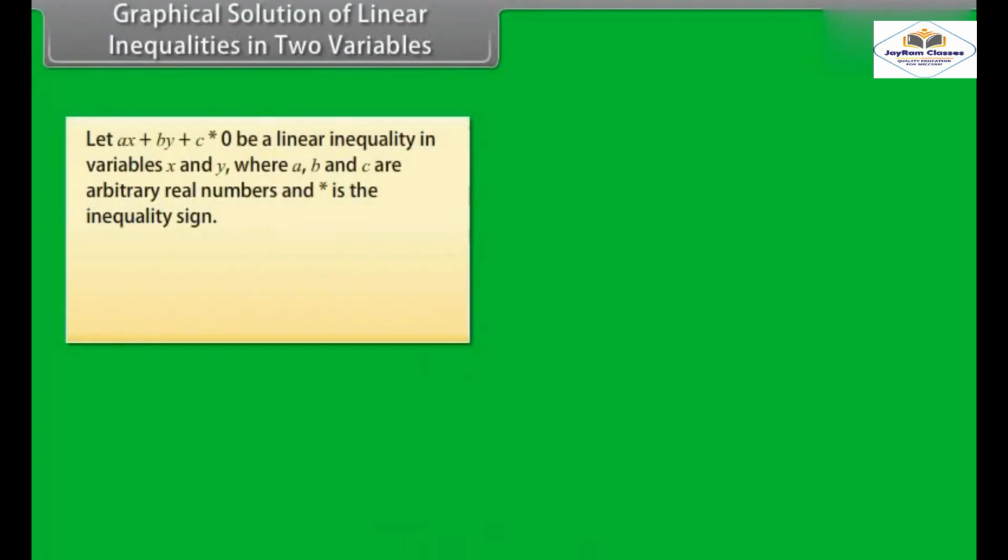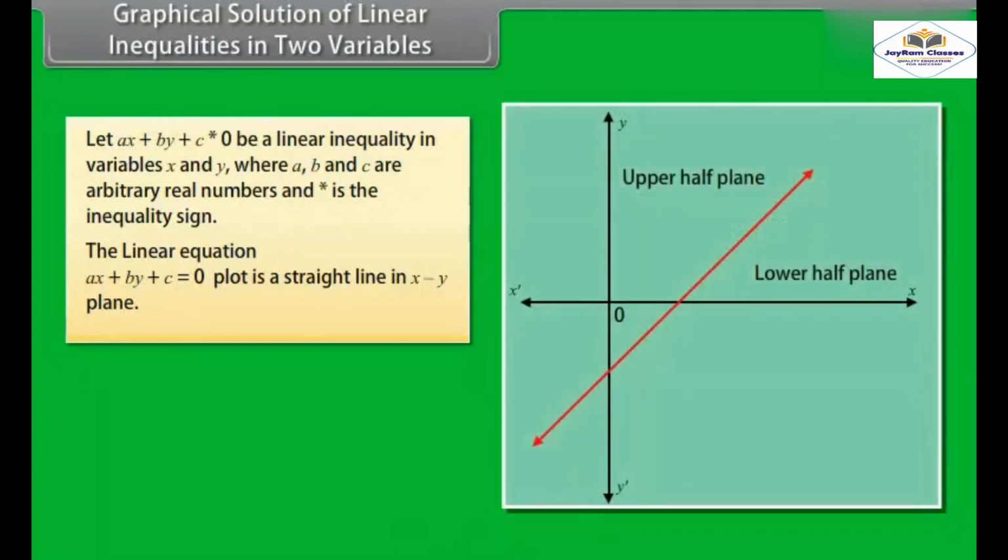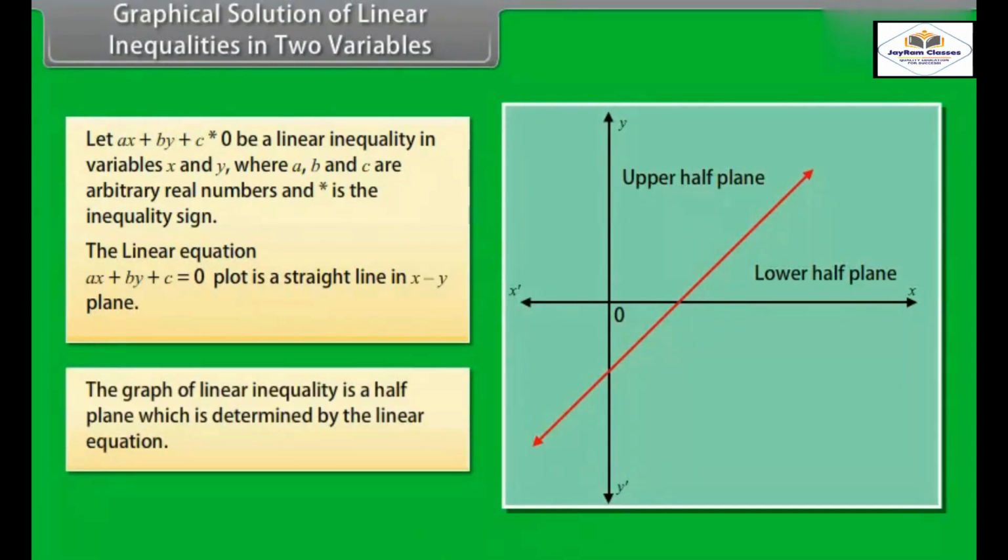Graphical solution of linear inequalities in two variables. Let ax plus by plus c star 0 be a linear inequality in variables x and y, where a, b and c are arbitrary real numbers and star is the inequality sign. The linear equation ax plus by plus c is equal to 0 plot is a straight line in xy plane. Below are the examples of straight line in xy plane, which divides xy plane into two halves. The graph of linear inequality is a half plane, which is determined by the linear equation.